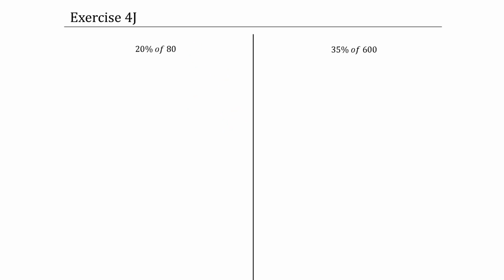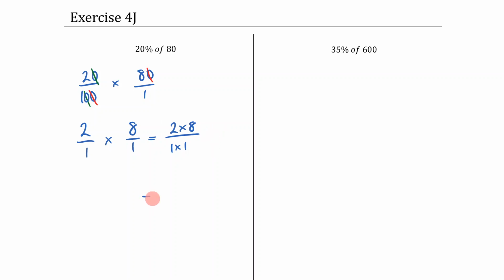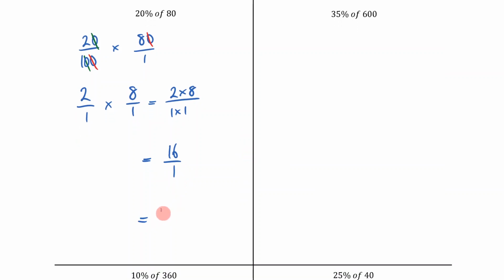All right, let's go with this one, 20% of 80. So I'm going to go 20 over 100 times 80 on 1. And then once I've done that, what is the next thing that I do? Well, I'm going to simplify. You know what I'm going to do? I'm going to cross out that 0 with that 0. Then I'm going to cancel this 0 with this 0. So that means at the end of all that, I'm left with 2 on 1 times 8 on 1, which is 2 times 8 on 1 times 1. I might even write it down here now. 2 times 8 is 16 on 1. So my final answer here is going to be 16. Huzzah!